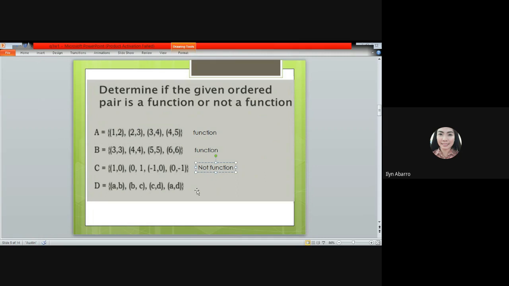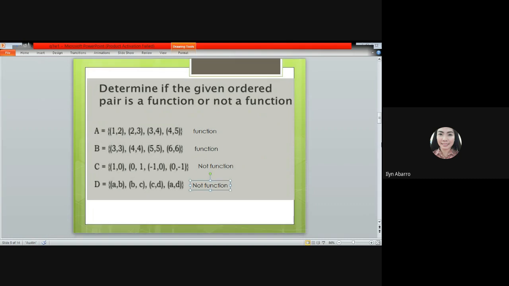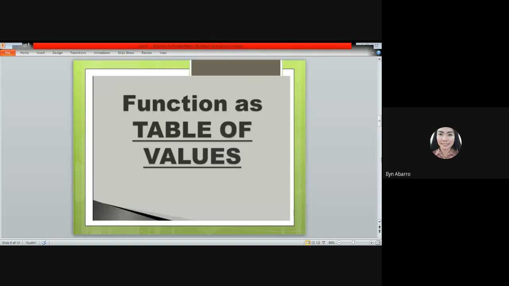Okay, let's move on with letter D. Let us check the domain: A, B, C, A. As you can see here, A is repeated. Since A is repeated, this is not a function. That's all there is to it. For ordered pairs, to know if it is a function or not, you will check the values of the domain or the x values. Okay, let's move on with the other way.